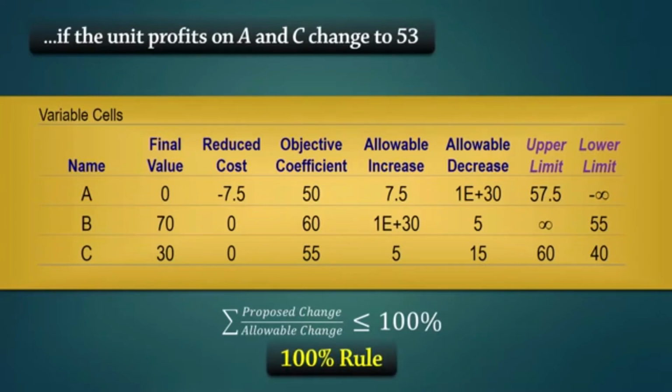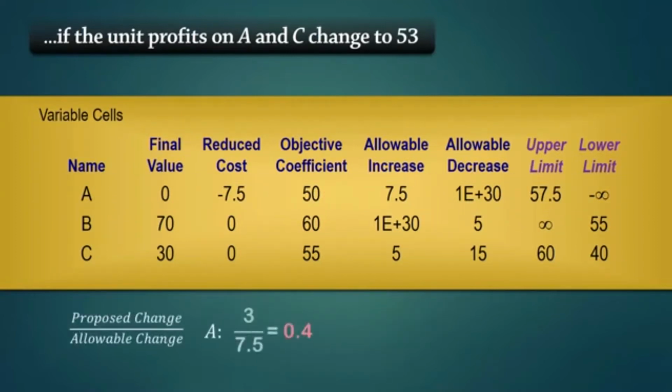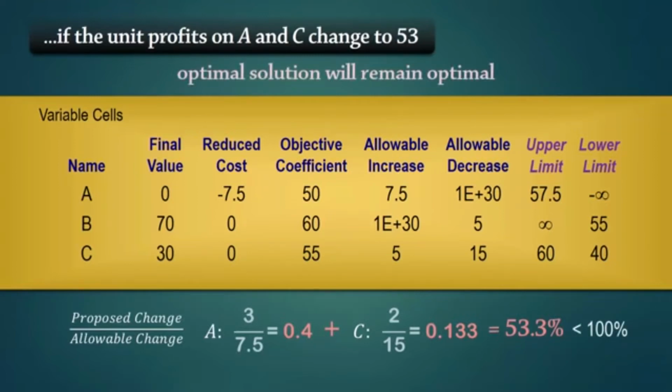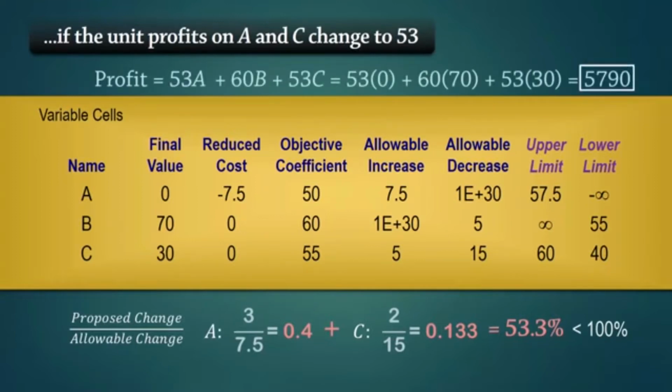The proposed increase in A is 53 minus 50, which is 3, and the allowable is 7.5, giving a ratio of 0.4. Whereas for C, the proposed decrease is 55 minus 53, which gives 2, with an allowable decrease of 15, giving a ratio of 0.133. The sum of these ratios is 53.3%, which is less than 100%. So the optimal solution will remain optimal, and the total profit becomes 57.90.